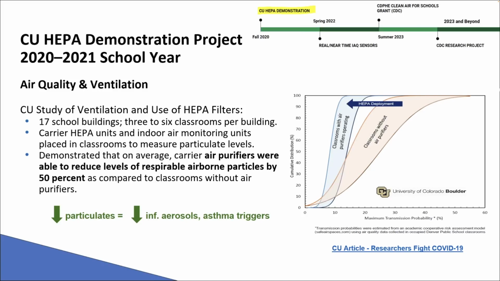So the purpose of the CU HEPA project was to show that right-sized HEPA units in classrooms would reduce the number of particulates in the air, and that in turn would reduce infectious aerosols and asthma triggers. The buildings or schools initially selected for this project were a mix of grade levels, different ages of buildings, and types of HVAC systems, central systems versus univents, which are very common in schools, and also schools that had a higher prevalence of asthma, those that are greater than 10% or above the national average.